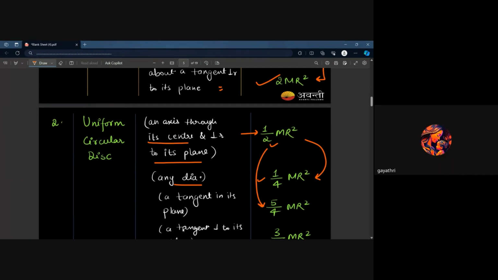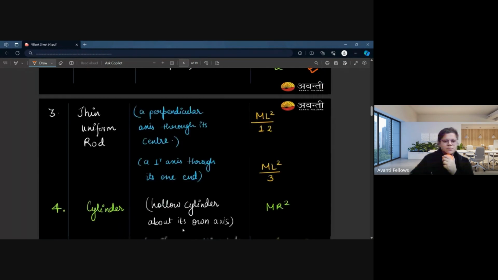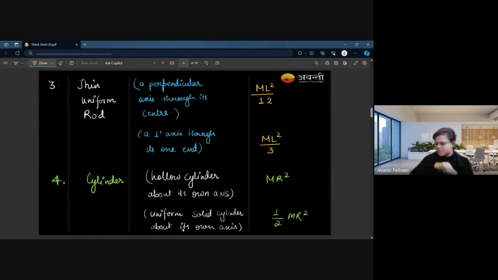Okay. Let's come to this thin uniform rod. A thin uniform rod is very easy to imagine.